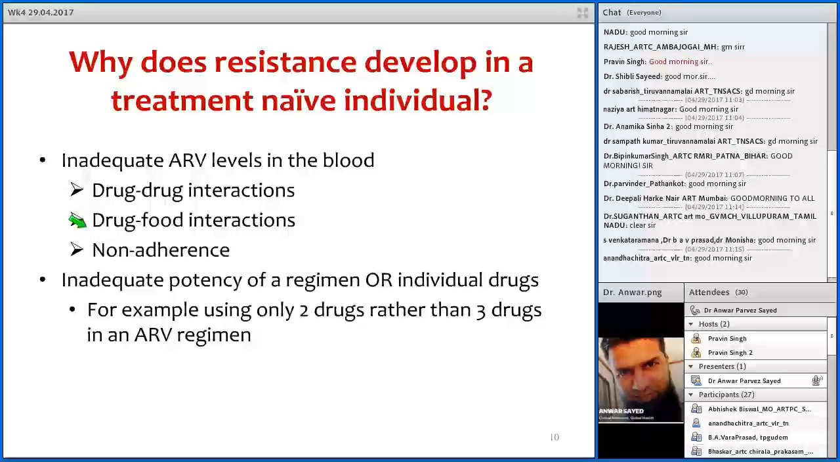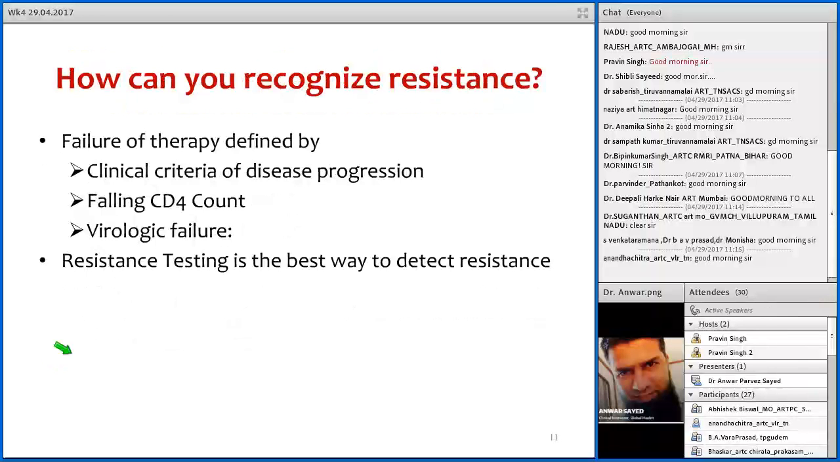If I talk about drug food interactions, the common drug which we use is efavirenz. If it is given with a fatty meal, then the toxicity of efavirenz will be more, and it may also reduce the concentration of the drug. This again causes inadequate ARV level in the blood and gives the opportunity for the virus to multiply in the presence of drugs also. Then there is inadequate potency of a regimen or individual drug, for example, using 2 drugs or 1 drug instead of a 3 drug combination.